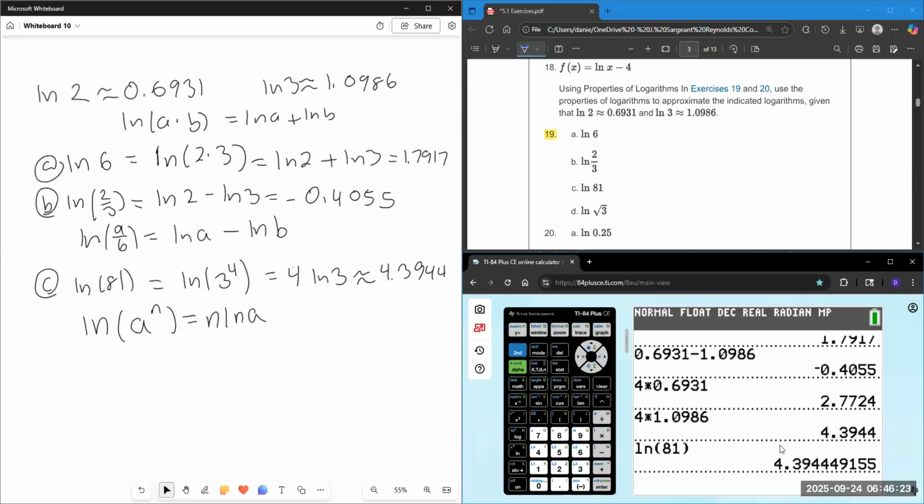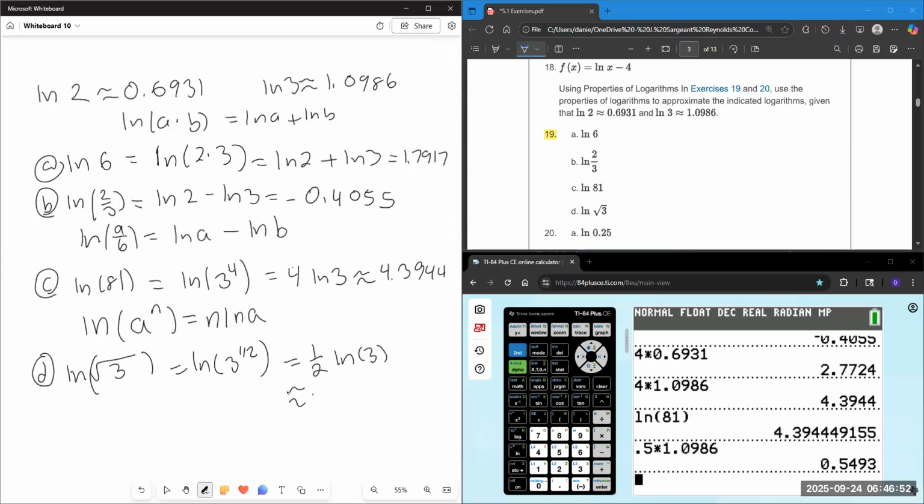So now let's look at basically the same property here, but we have a square root of 3, which is 3 to the 1/2 power. So this is 1/2 ln of 3, which is going to be 1/2 of 1.0986, approximately 0.5493.